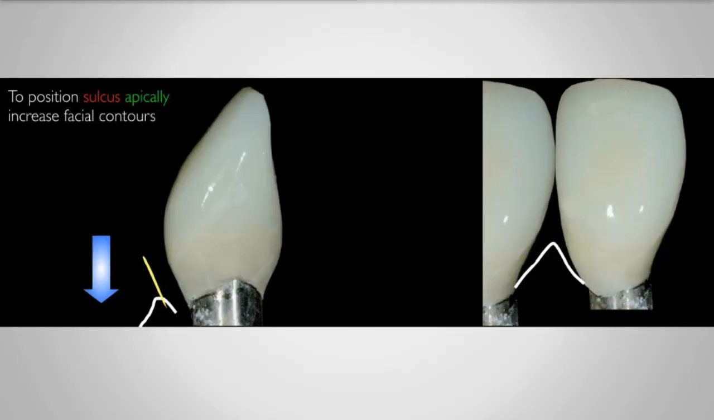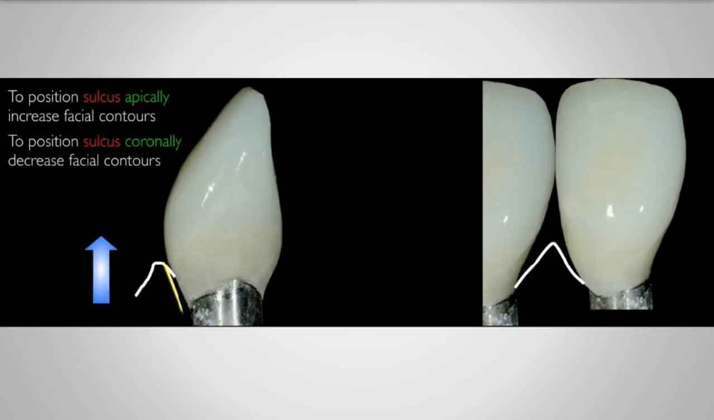But probably more often than not, you want the tissue to migrate coronally. So in order to do that, you're going to decrease this facial contour. Of course, you're limited to an extent because you don't want the contours to be visibly different from the contours of the adjacent teeth. And how much tissue can you get? I mean, you're not going to get 3 millimeters, but you can make a millimeter difference, which can be the difference between success and failure in the aesthetic zone.